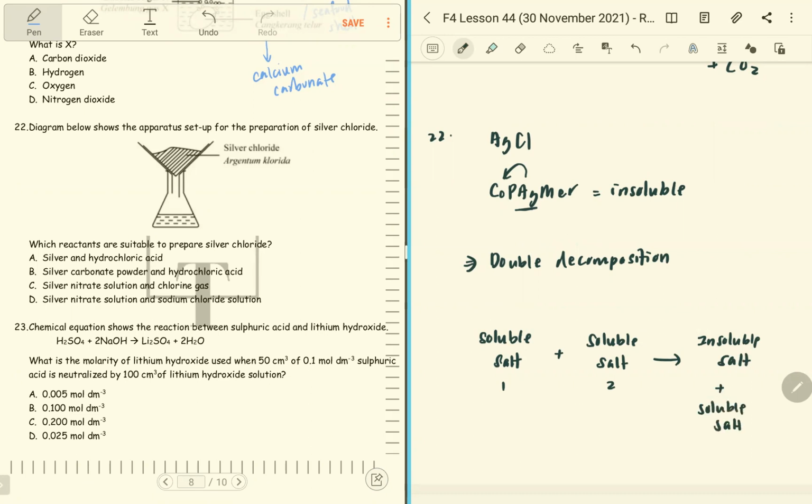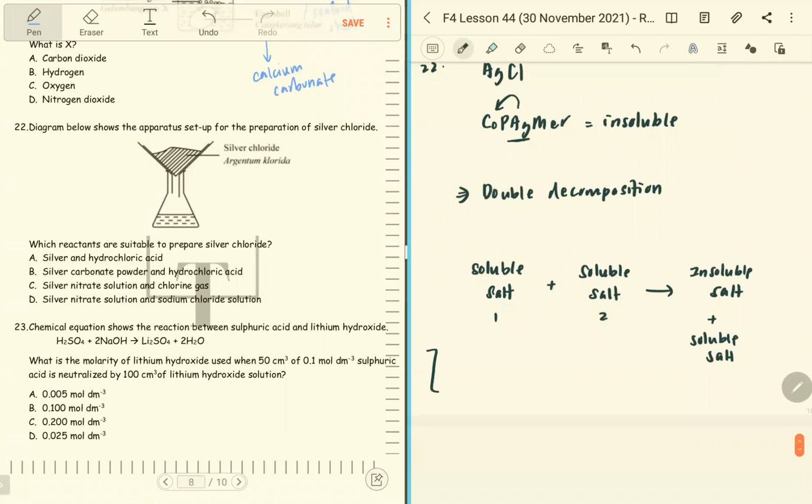Okay, so again, if you want to visualize, so you have your soluble salt here. You pour it into another soluble salt. Then what you will get in the beaker is at the bottom, a layer of insoluble salt. Okay, this is your insoluble salt. And on top here, you have your solution. This is your soluble salt.